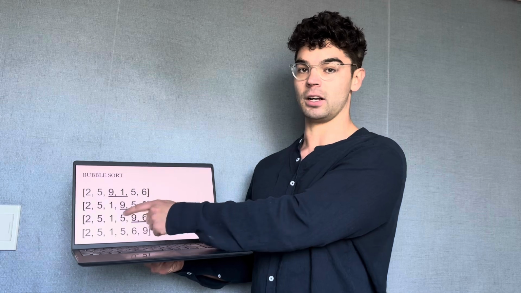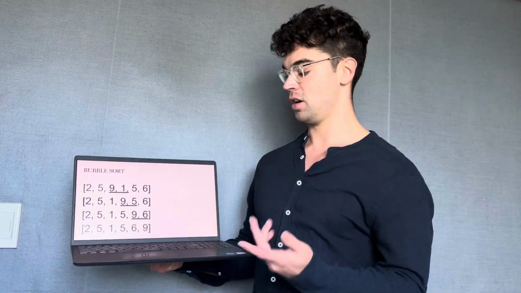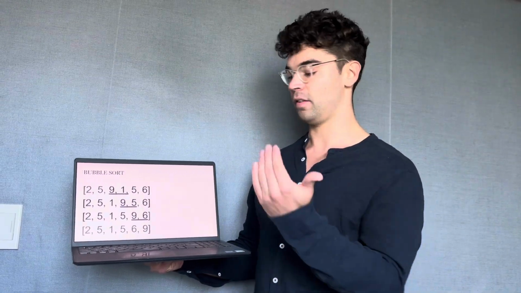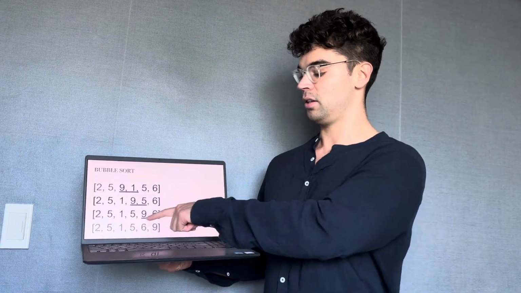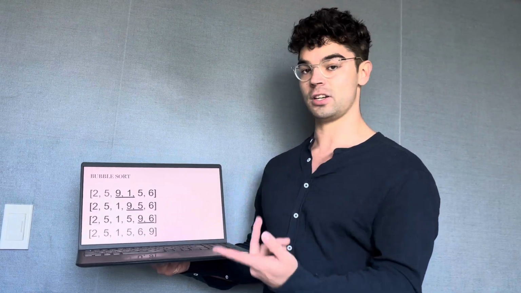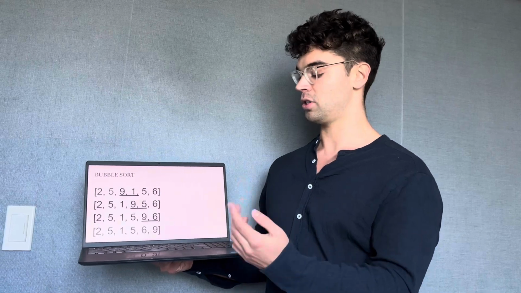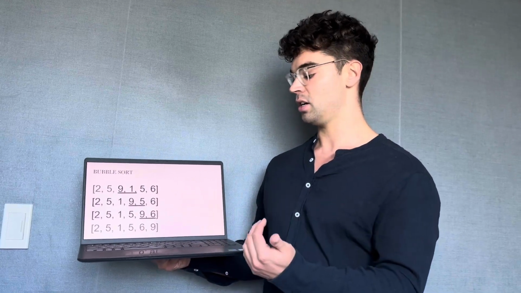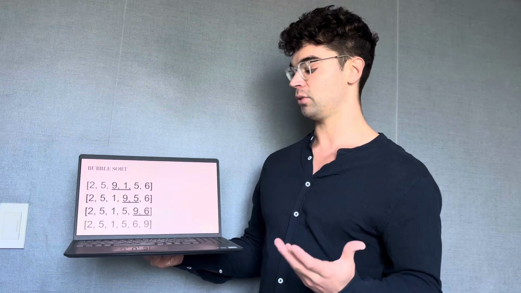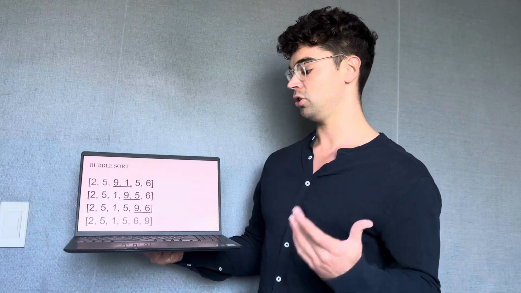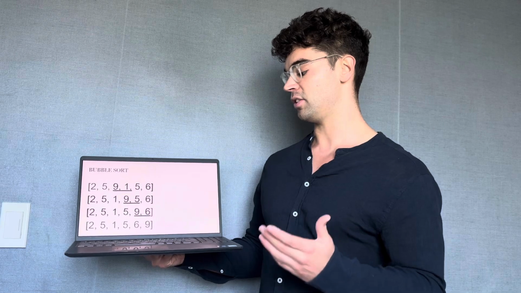Then we compare 9 and 5. And we swap so that we now have 5, then 9. And then we compare the last two elements, 9 and 6. Again, swap so that we have 6 before 9. Now the first pass through the array is complete, and the final array after the first pass is 2, 5, 1, 5, 6, 9.